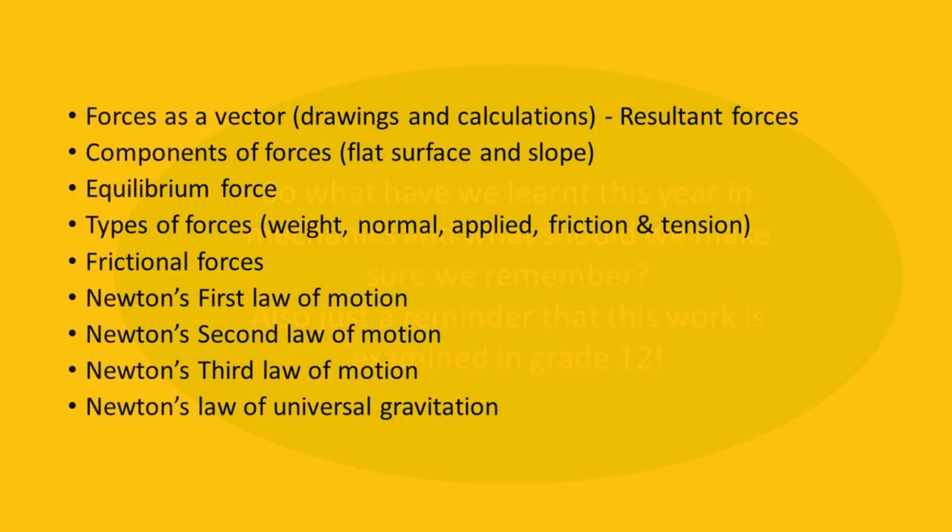So if I just run through what the whole list is, we looked at forces as a vector with drawings and calculations, and then resultant forces. We looked at components of forces. We looked at equilibrium forces, types of forces, frictional forces. Under types of forces was quite an important one we looked at. Then we had Newton's first law of motion, Newton's second law of motion, Newton's third law of motion, and lastly we looked at Newton's law of universal gravitation and the gravitation that goes between that.